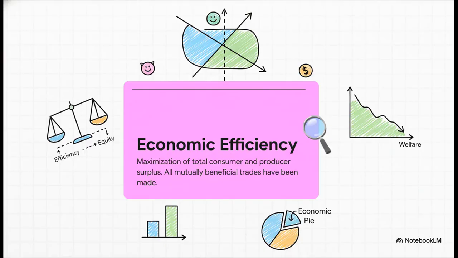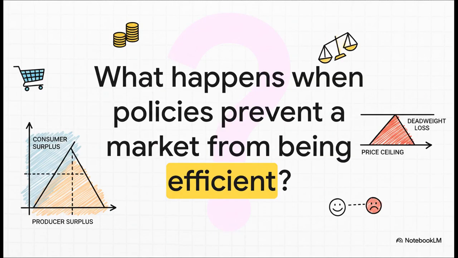Well, this brings us to a huge concept: economic efficiency. A market is efficient when it makes that economic pie as big as it can possibly be. It's the point where every single trade that can make someone better off without hurting someone else has already happened. It's peak performance. And this really sets up the central question for any policy analyst, right? What happens when a government policy, maybe a well-intentioned one like a price control, gets in the way and stops the market from reaching that super efficient point?